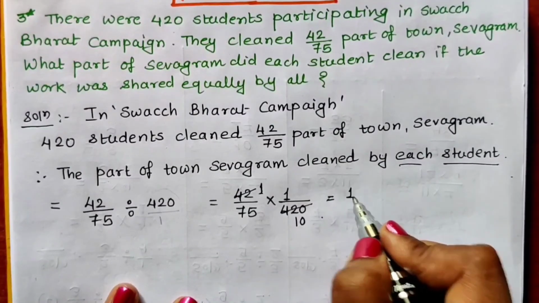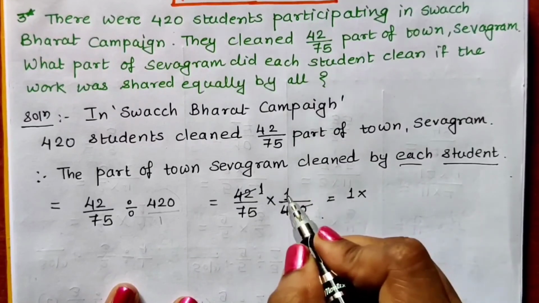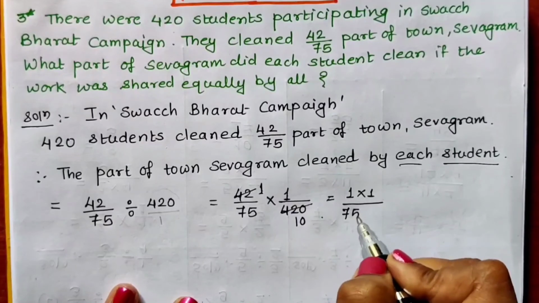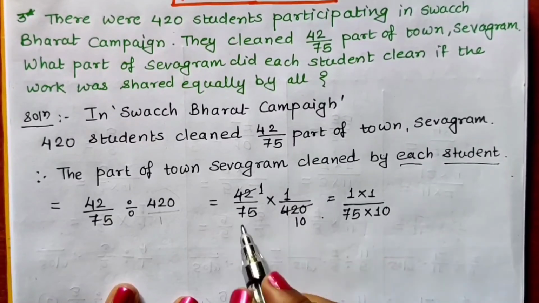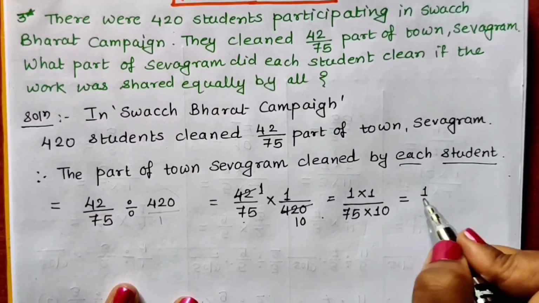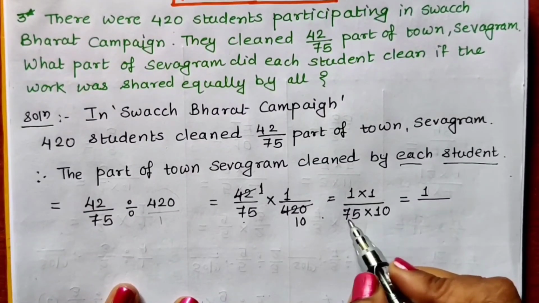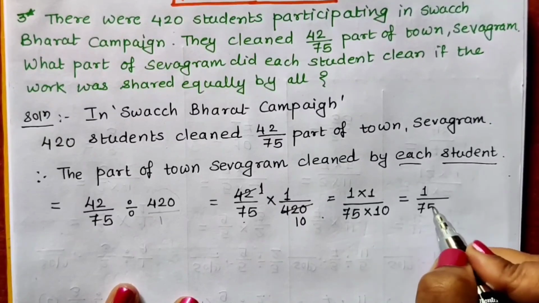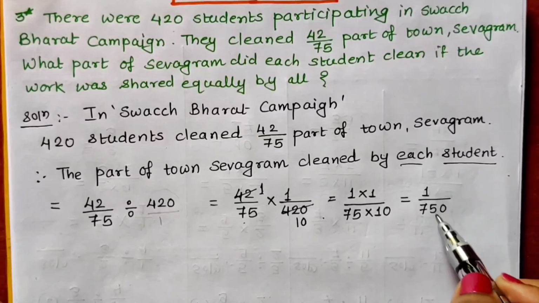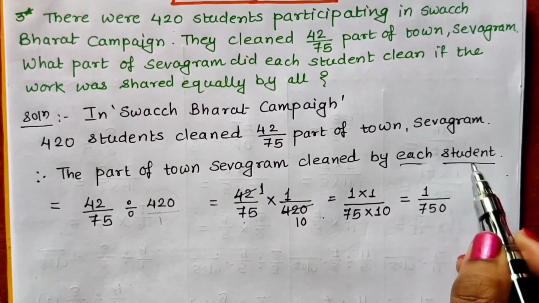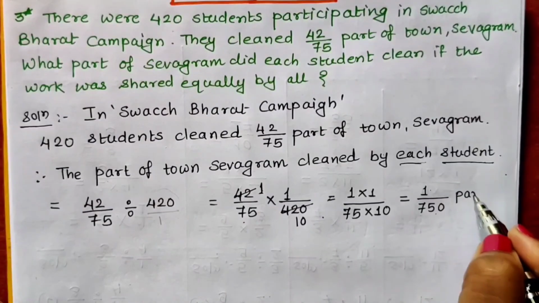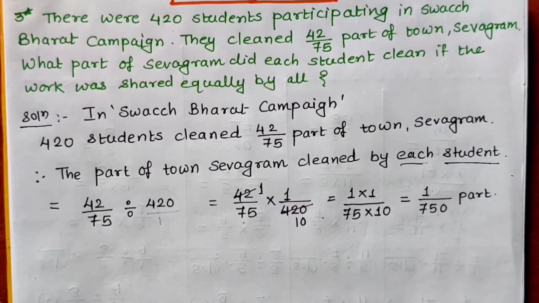Numerator 1 is remaining. Multiply by this 1 is there, and denominator 75 multiply by this 10. So what is the answer? 1 upon, what is 75 multiply by 10? It will be 750. So answer is 1 upon 750. So each student cleared or cleaned 1 upon 750 part of the town. So we will be writing the answer.